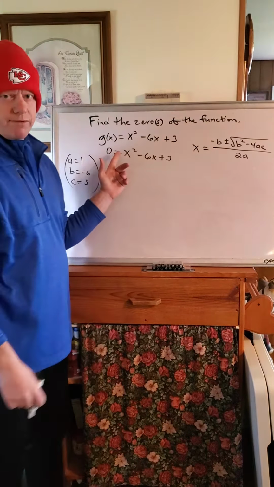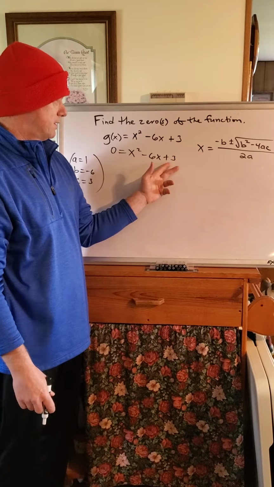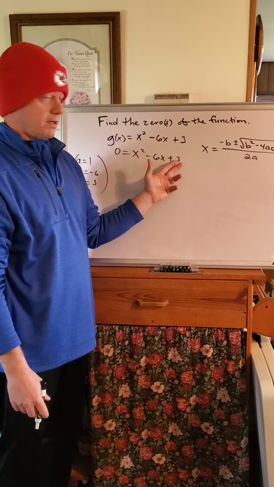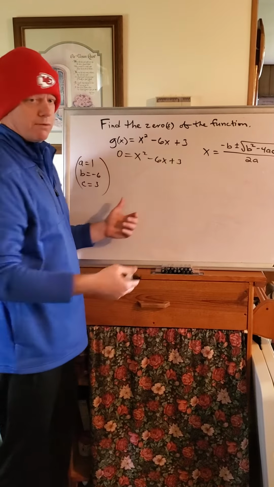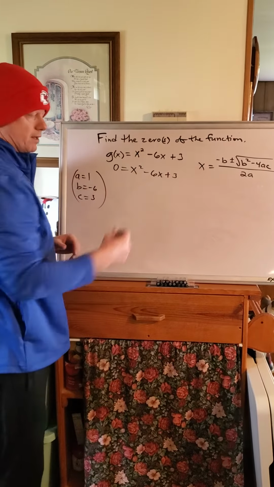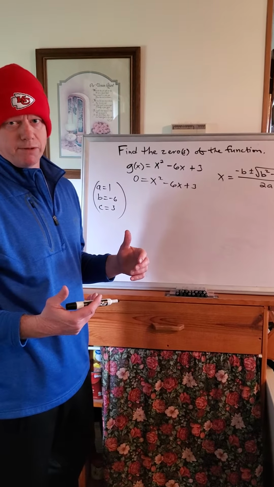A is always in front of the x squared, b is always in front of the x, and c is always your constant. If you don't have a middle term or a constant, then 0 would go in for those letters. So take this data, plug it into the formula, and it's going to spit out the answer at us when we do our math right.